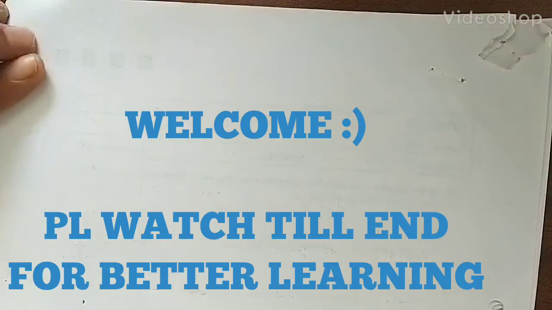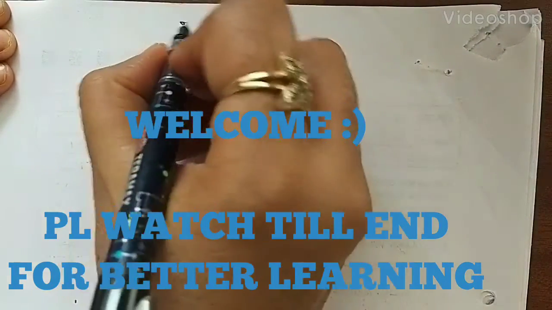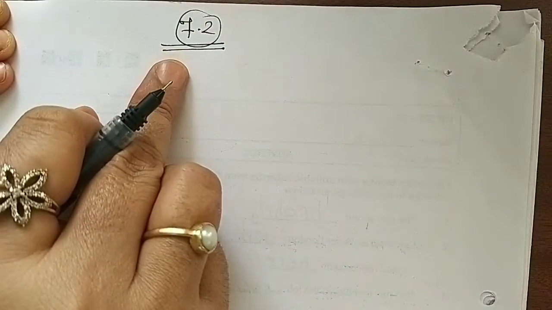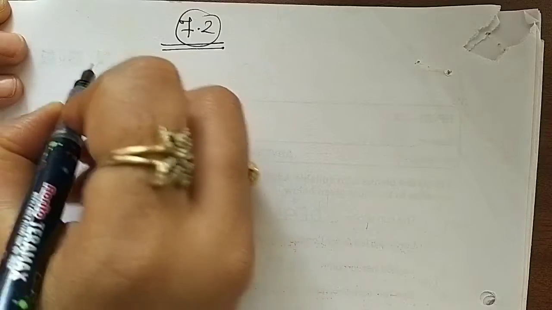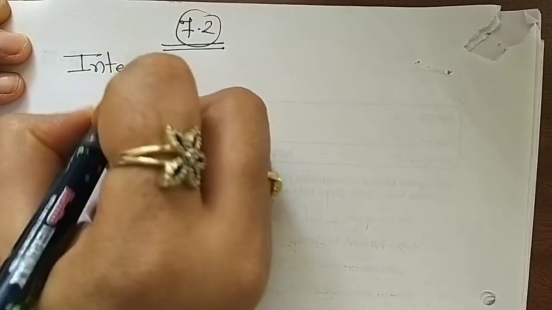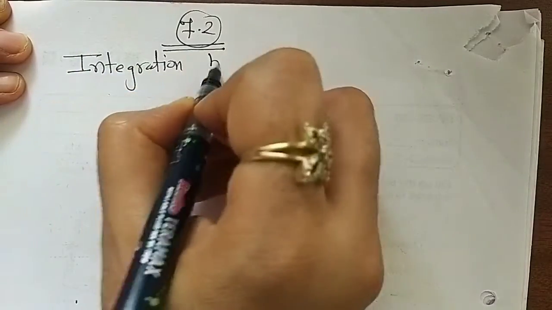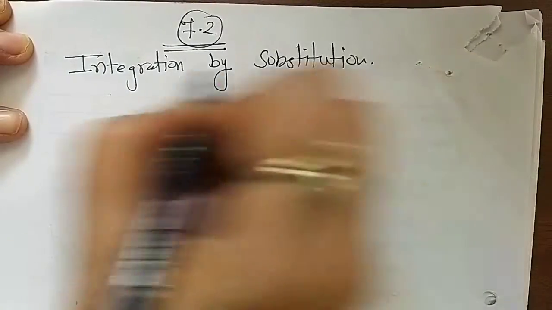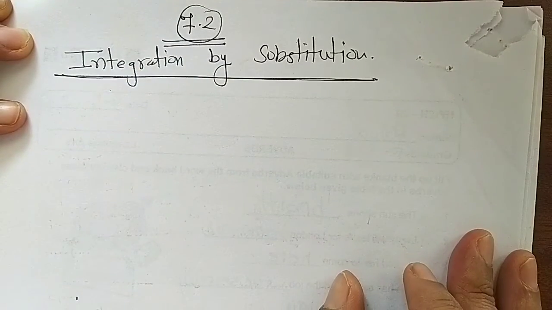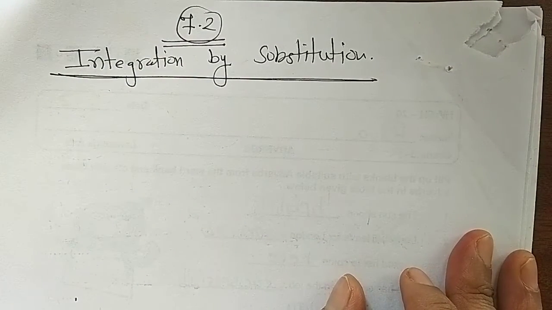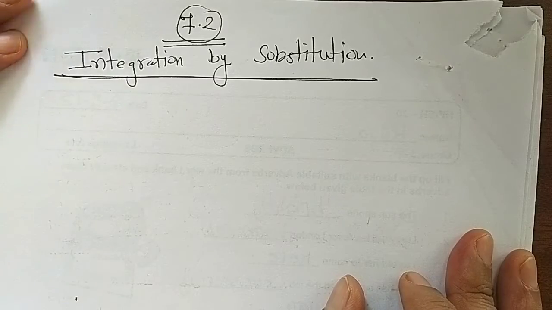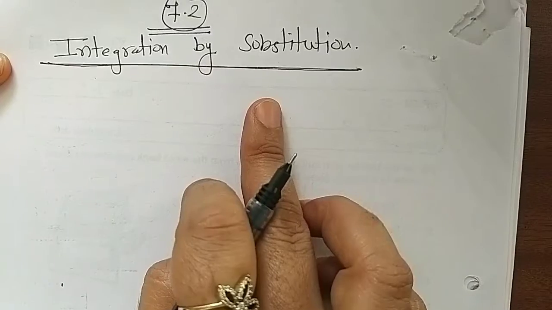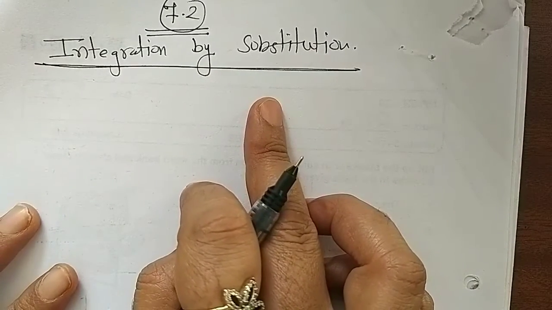To introduce you to the next exercise, 7.2. From an exam point of view, this exercise is more important compared to the first one. The title is Integration by Substitution. Okay, so here we will learn one more technique to solve it. The one method in 7.1 is only to directly apply a formula. Here, before we apply the formula, we have to do a little bit of manipulation.